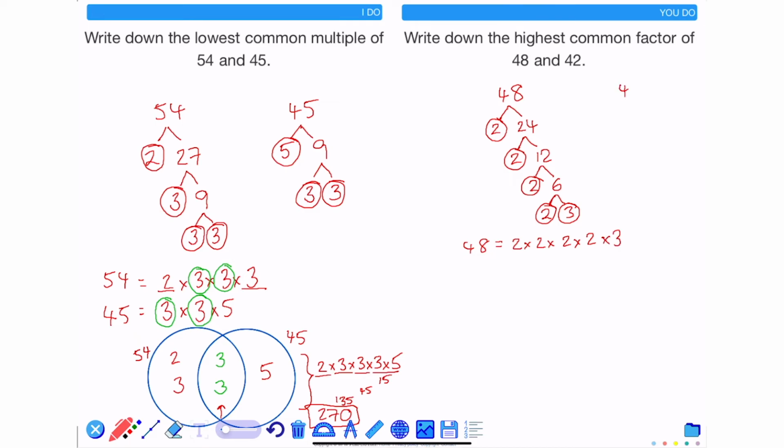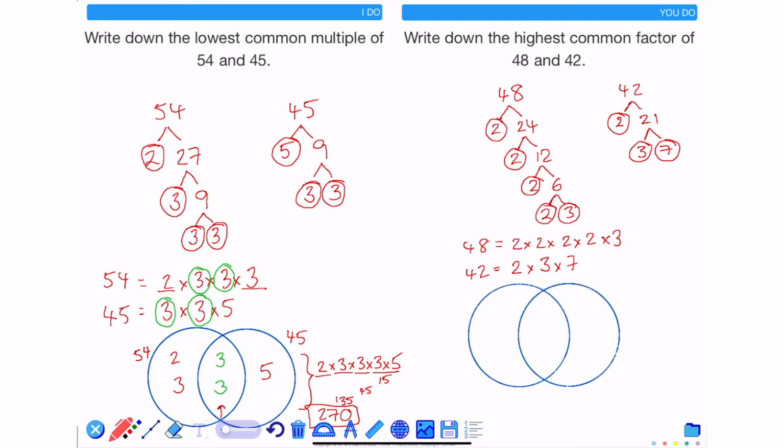Now doing the same for 42. This can be split into 2 and 21, and 21 can be split into 3 and 7, both of which are prime numbers. So 42 can be expressed as 2 times 3 times 7.